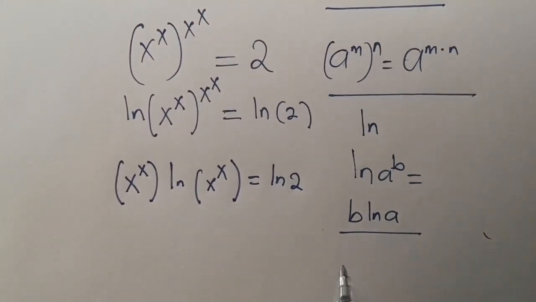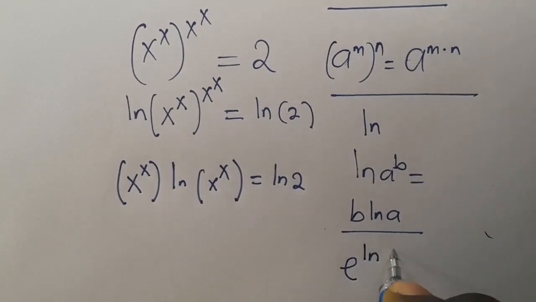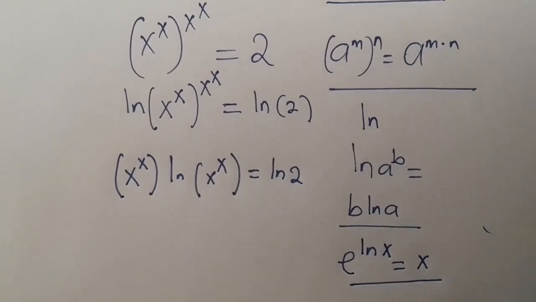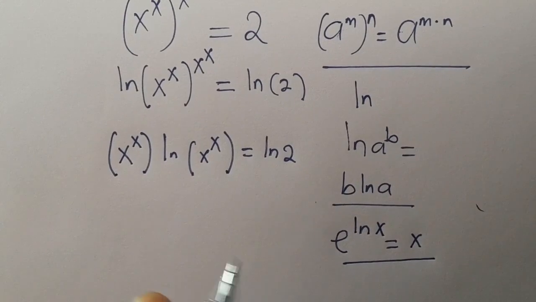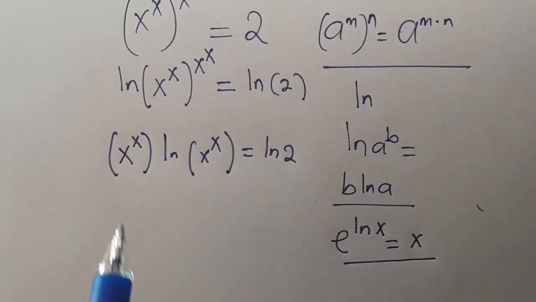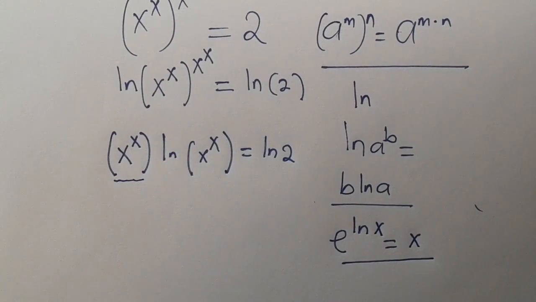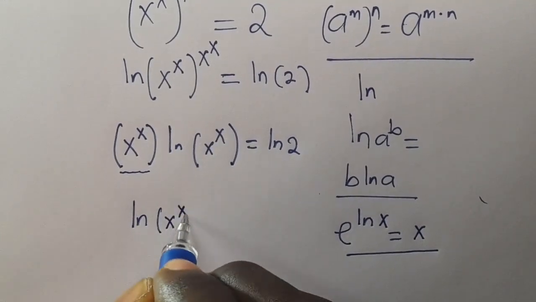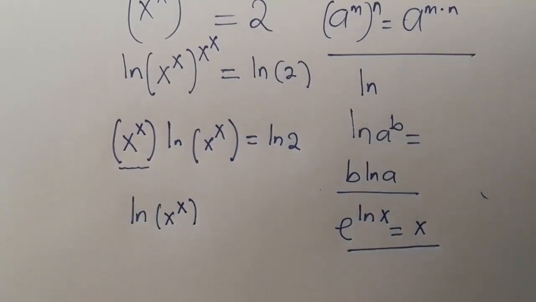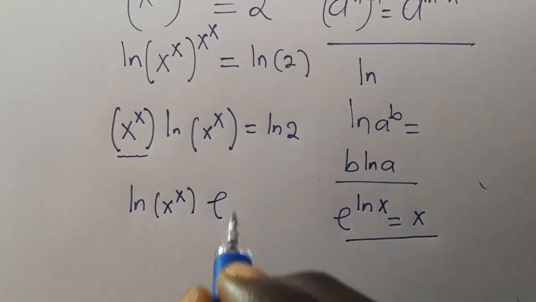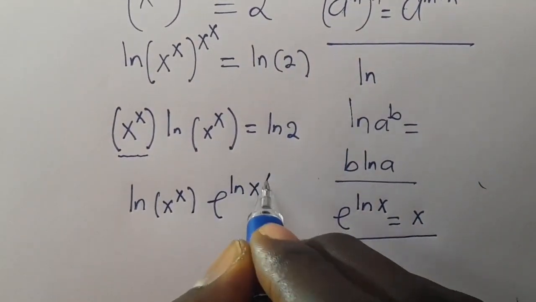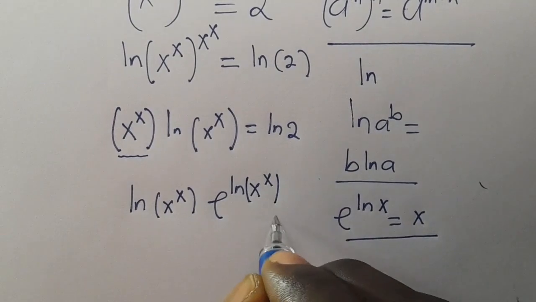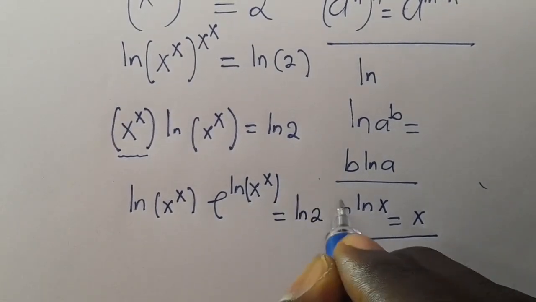Then we have to recall that when you have e raised to ln x, this will always give us x. So now, by applying that expression here, we can have e raised to ln x raised to power x, then we have everything equals ln 2.